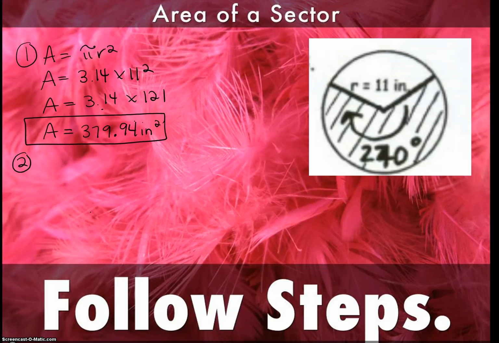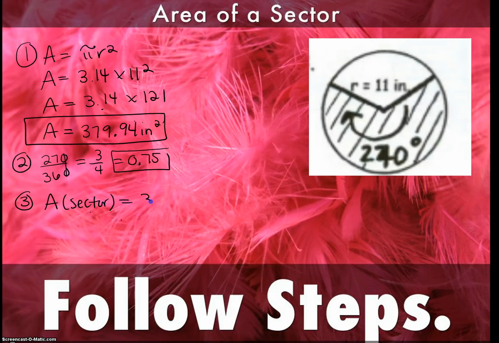The second step is to find the part of your circle. So I have 270 degrees out of 360. If you want to reduce that, you'll get 3/4. You can use that fraction or the decimal equivalent since it does end. Either answer is fine, whichever one you're going to use. And then your final answer, the area of your sector, is going to be the area of your circle multiplied by the fractional part that you have. So times 3/4 or 0.75.